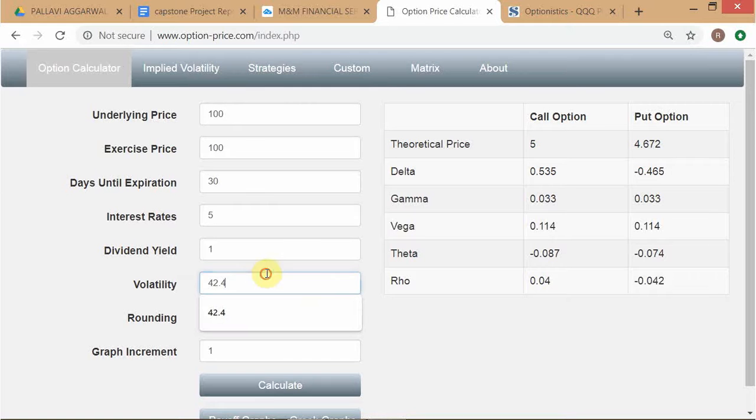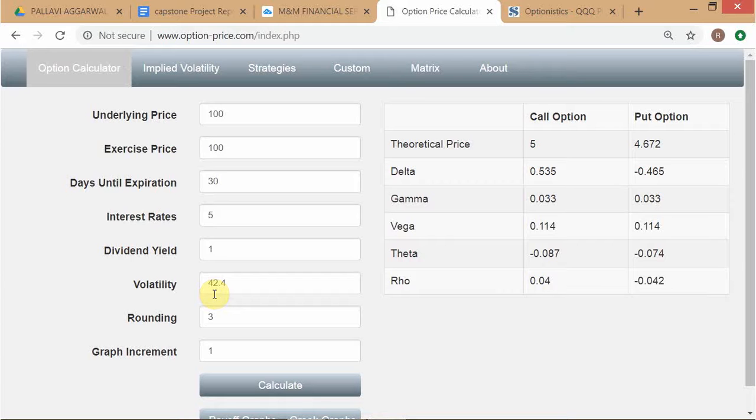Now this 42.4, what does this really mean? Remember that this vol input is actually the I vol itself. Which means that if the market is using this kind of same option pricing model, then the market's input for the vol in this OVM is 42.4, which means what the market is saying is that over this period we are expecting H vol equal to 42.4.